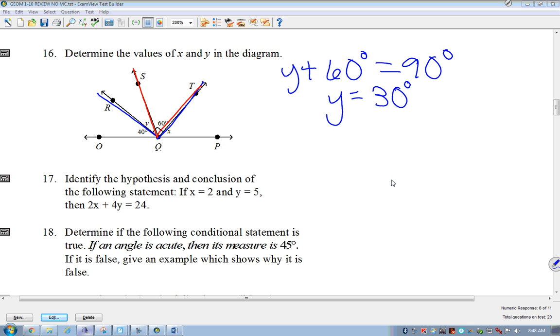Now, I'm going to use this 90 that we see here. I'll make it a little more visible. We have 90 here. We have 40 here, right? So if the whole thing is a straight line, then what am I going to do to find x, Chandler?